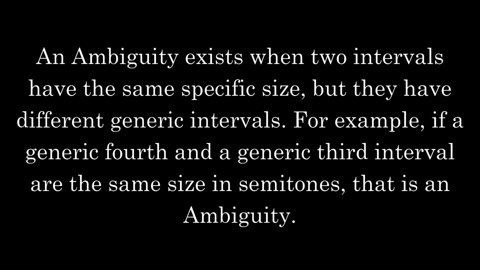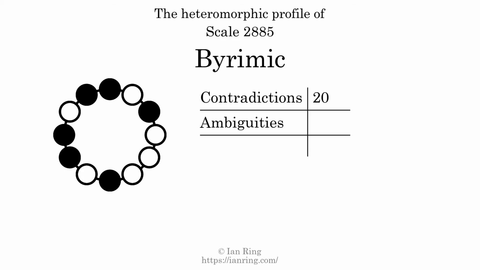An ambiguity exists when 2 intervals have the same specific size, but they have different generic intervals. For example, if a generic fourth and a generic third interval are the same size in semitones, that is an ambiguity. The number of ambiguities in this scale is 6.